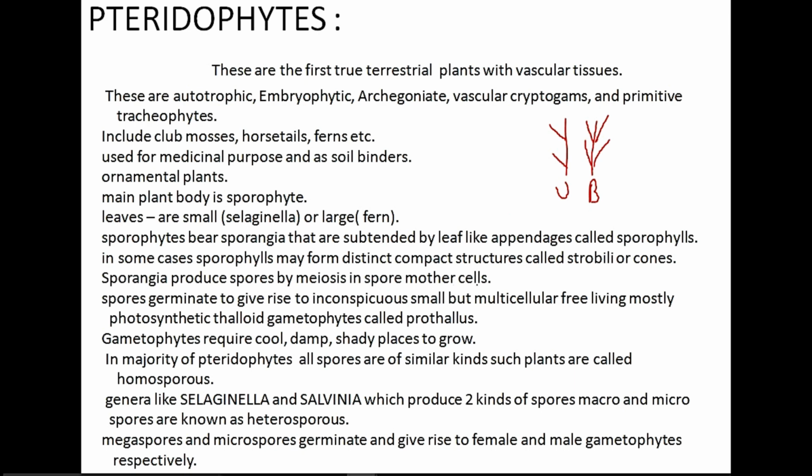What does a spore mother cell mean? It is of four types, in the sense it is divided into four. One is known as the spore mother cell, where the sporangia produce spores by the process of meiosis.